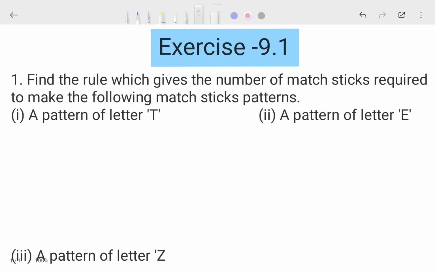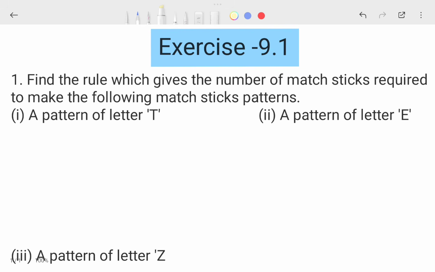In today's video, we are going to see the solution of exercise 9.1. If you have any kind of doubt or confusion related to this exercise, don't worry about it. By the end of this video, whatever your doubt or confusion is, everything is going to be clear. Okay, so let's start this video from our first question.